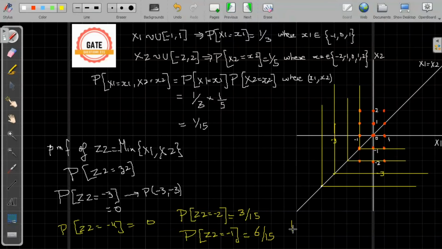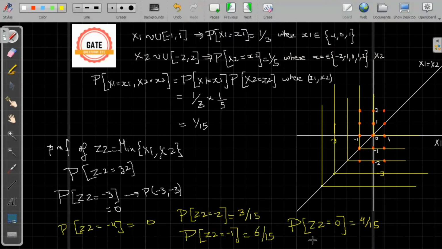So the next non-zero probability will be when Z2 is 0. So the corner of the boundary corresponding to this will be at the origin. So this is the origin. So the boundary corresponding to this probability will be this. So this probability will be equal to the sum of joint probabilities of these 4 points that are lying on this boundary. So the answer would be 4 by 15.